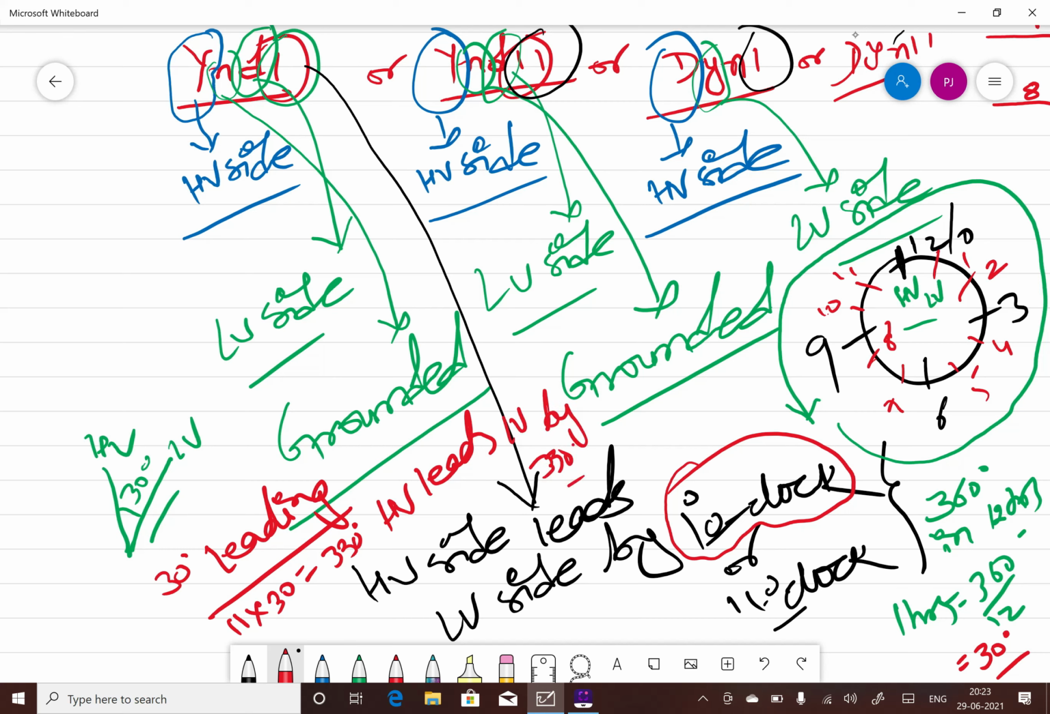So now to make this 330, what you have to do is, in this clock itself, suppose you want your HV to lead LV by 330. That means if HV is at this point, your LV must be at this point. Now this is your LV at 11, and HV is at 12.